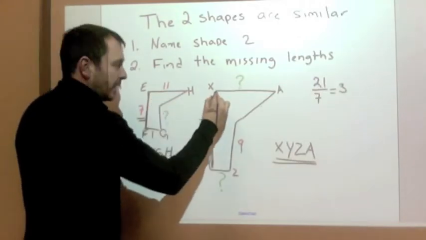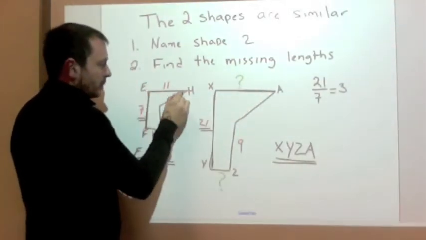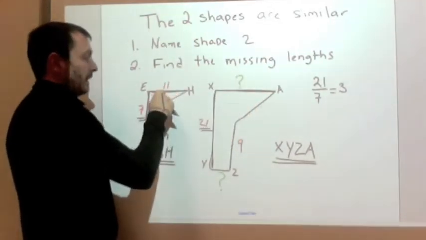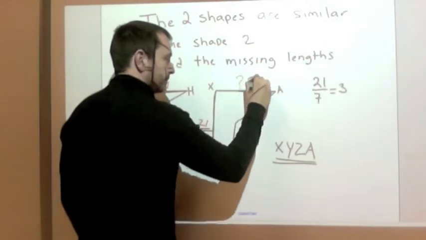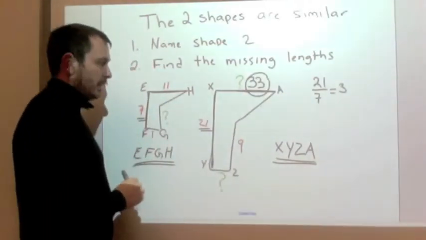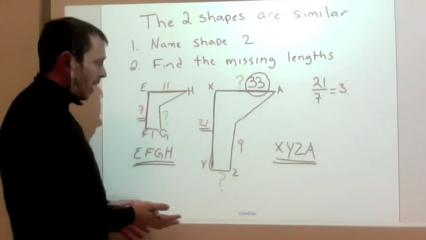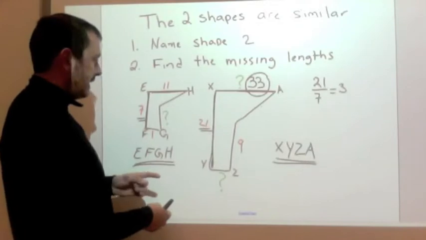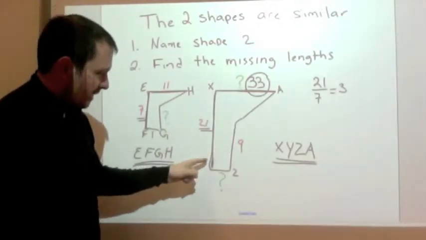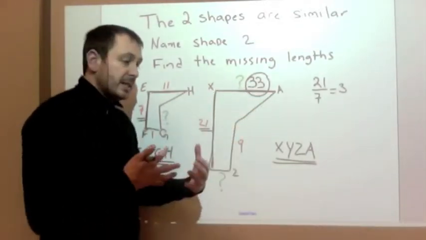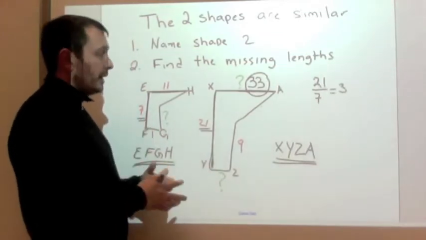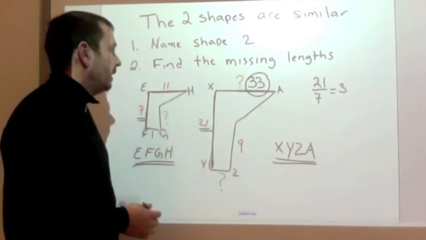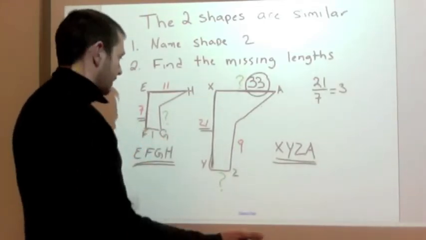So notice I wanted to find this. Well, its corresponding side is 11. This one is 3 times bigger. 11 times 3 is 33. Now, obviously, these aren't drawn perfectly because 33 and 21 looks longer. So when a question says it's not drawn to scale, don't worry if it doesn't look correct. In general, they'll be close, so it's a good hint. But if they tell you they're similar, trust the book that they're similar.